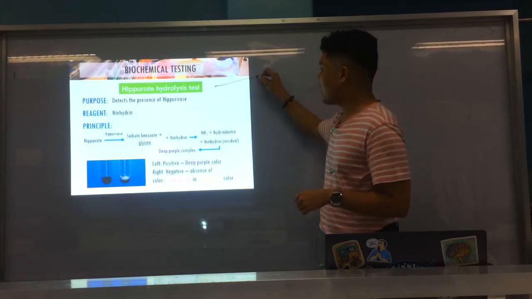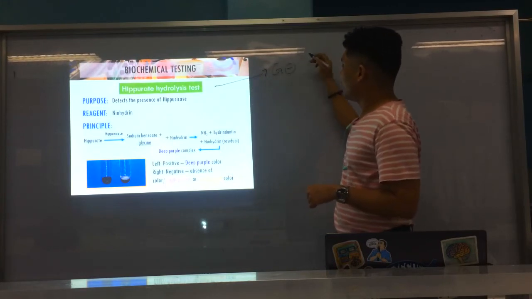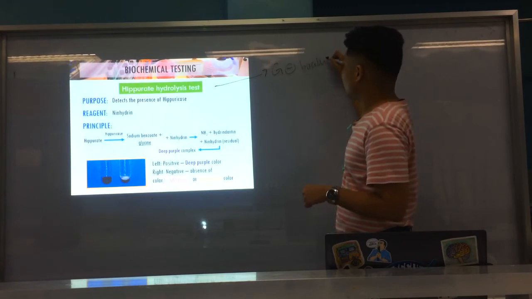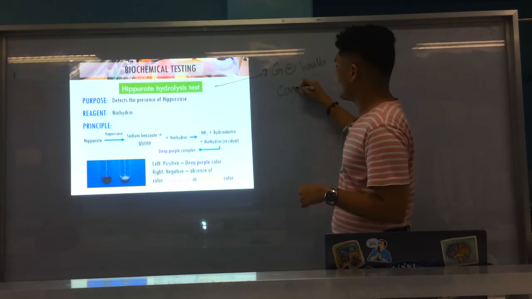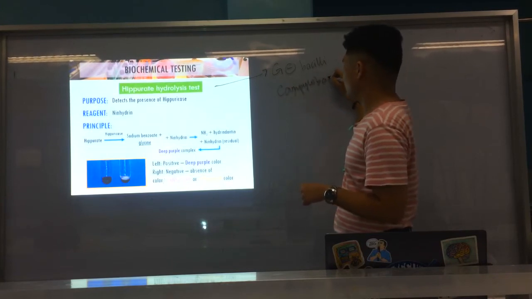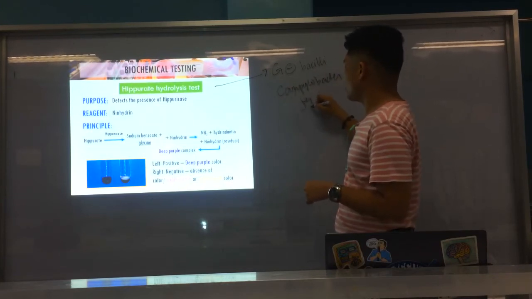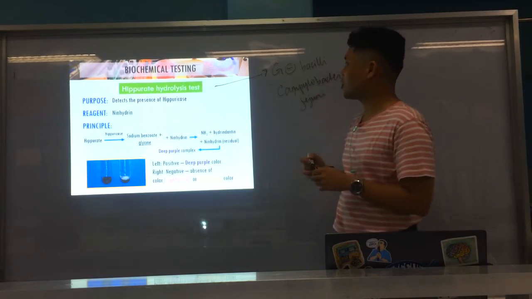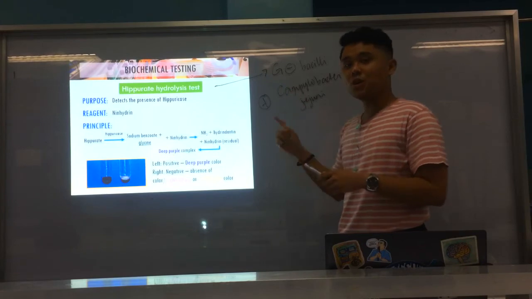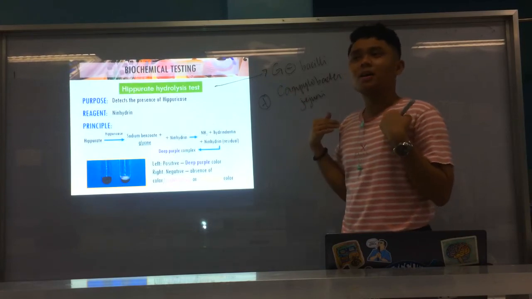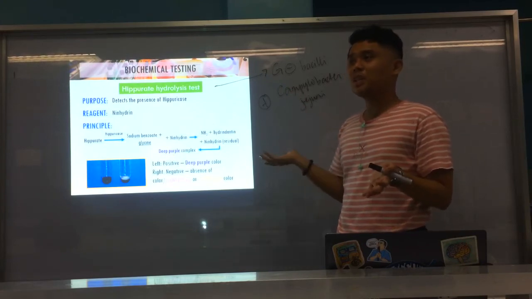Now we also have a gram-negative bacilli that is positive for this, and that is your Campylobacter jejuni. Campylobacter jejuni is positive for the Hippurate hydrolysis test, but it's a gram-negative bacilli. So, Sir Mark, what is that? Strep agalactiae is positive, and Campylobacter is positive too.